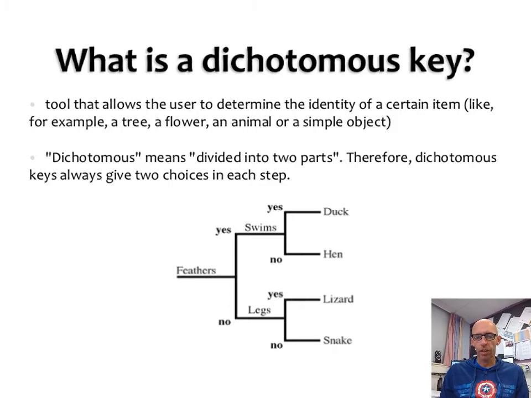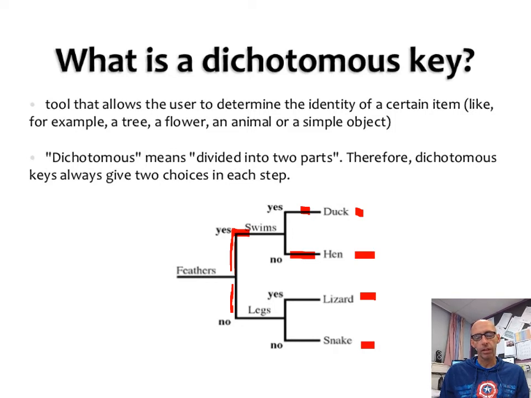These ones here. Does it have feathers? Yes. That means it goes down this line here. So I'll go off this way. Can it swim? Yes, then it's a duck. No, it's a hen. Does it have feathers? No. You go down this way. So this is a simple key designed so that you could easily identify the difference between a duck, a hen, a lizard and a snake. 2 reptiles and 2 birds.